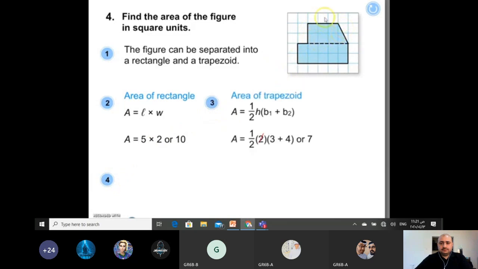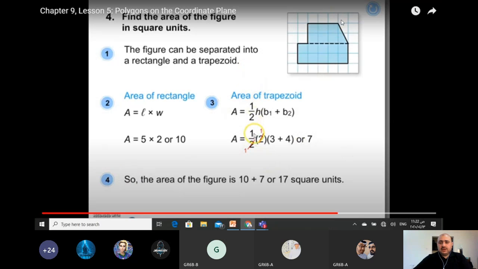This is a trapezoid, and the formula is half of the height. Looks like the height is 2, so half of that is 1, times the sum of the bases. If the top base is 3 and the bottom base is 4, we're going to go ahead and add 4 plus 3, which is 7. So all we're going to multiply is 1 times 7, and we get 7.